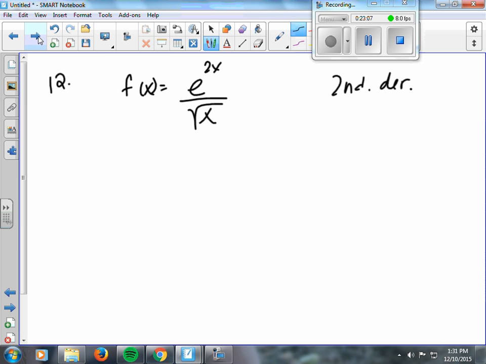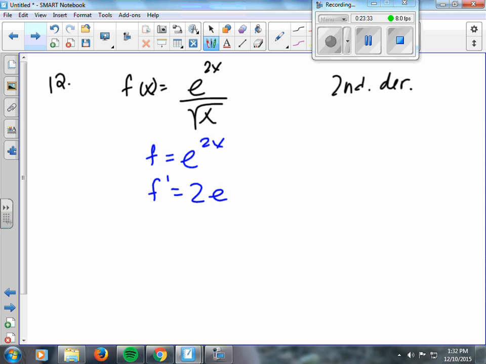Okay, last question. Second derivative. This time we do have a quotient, and so we will use the quotient rule. And I told you you need to simplify some things, and so you're going to have to simplify this in order to do our second derivative nicely. Since this is a quotient rule, let me label our f's and g's. So f is the numerator, e to the 2x.